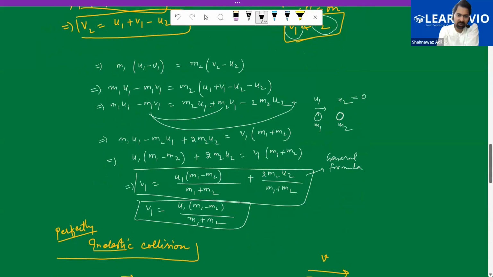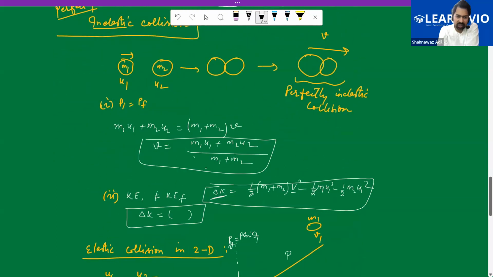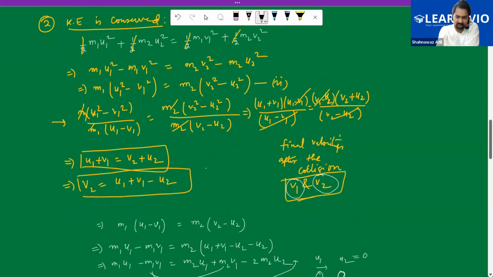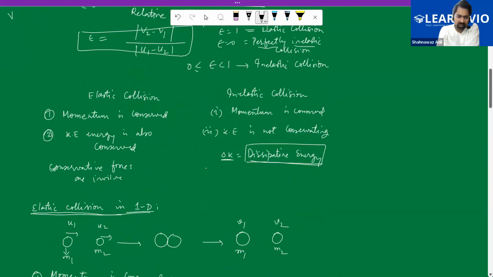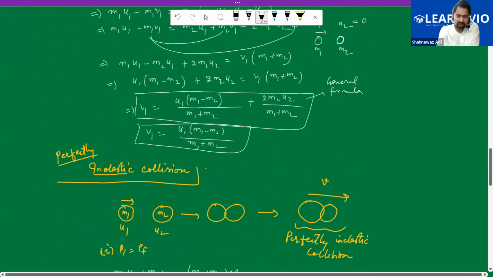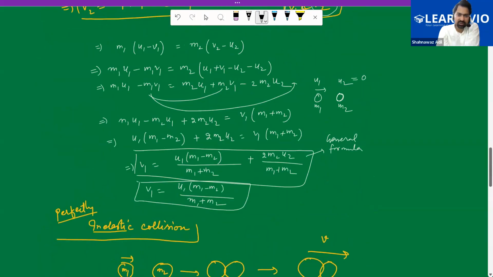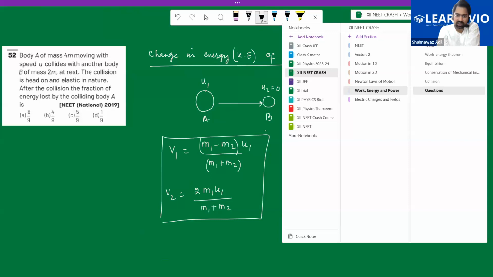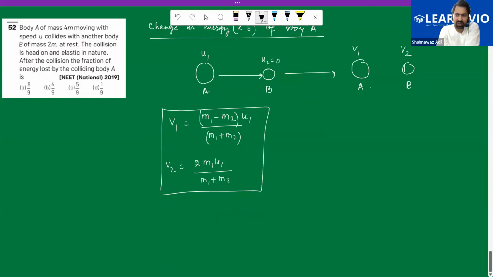Right, so we have formulated that V1 is (m1 − m2)/(m1 + m2) times u1, and V2 is how much? V2 we have not needed, but we can find it out. But only V1 is needed, right? But if we remember, V2 would also be 2m1 u1 divided by (m1 + m2). So this is V2. Okay, so now we know that this is V1, the velocity of A.